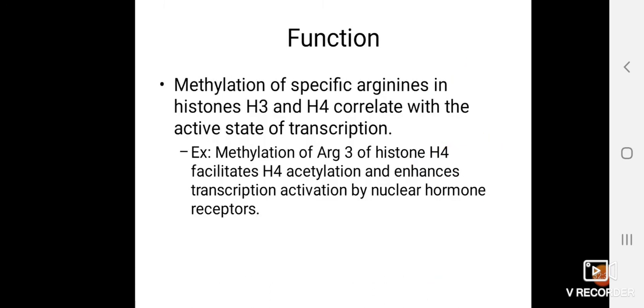So what's the function of this methylation of arginine? Specifically, methylation of arginine at H3 and H4 correlates with transcriptional activation, and methylation of H3 at arginine 3 and H4 facilitates H4 acetylation and enhances transcriptional activation.